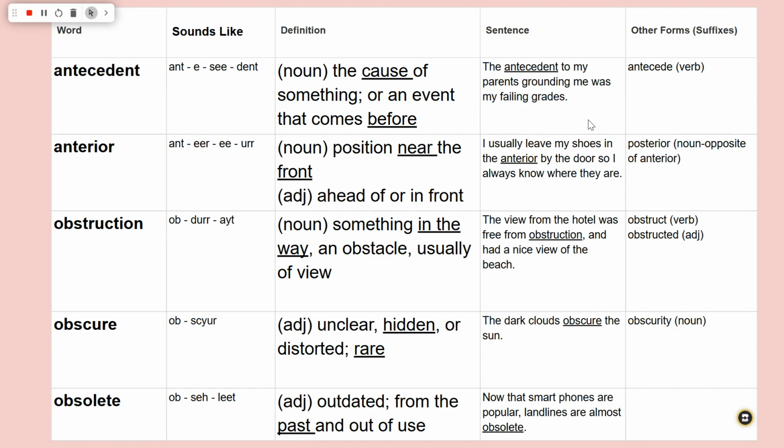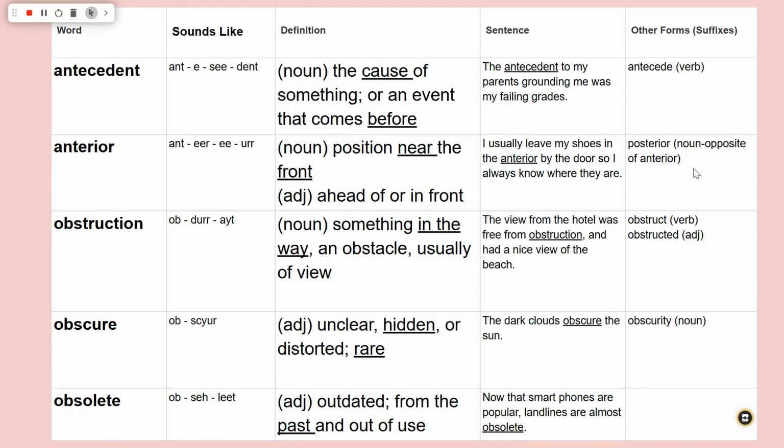I'm going to pause so you can write the rest of these down. But we have anterior, position near the front, or it's an adjective meaning ahead of or in front of. I usually leave my shoes in the anterior by the door, so I always know where they are. It's the opposite of posterior. Posterior is going to be another form of a word we have coming up.